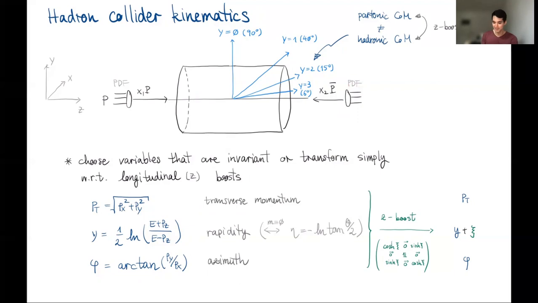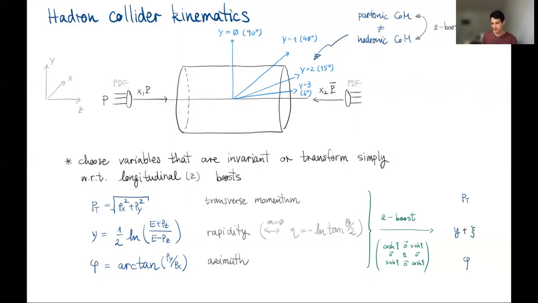These are distributed according to these PDFs. So the partonic center of mass frame does not coincide with the hadronic center of mass frame, and it's different event by event, and they're all related by boosts along the beam direction. So it is very convenient at hadron colliders, therefore, to choose variables that are either invariant under such boosts or transform very simply. So the choice here is the transverse momentum, the so-called rapidity, and the azimuthal angle.